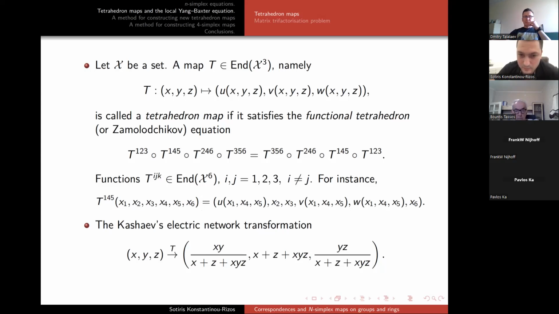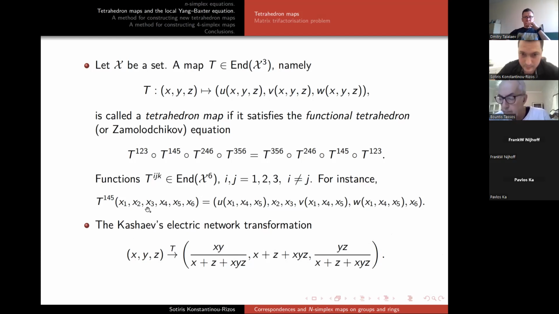Probably the most popular example is Kashaev's electric Nijhoff transformation, which looks like that. So x, y, z are transformed to these functions U, V, and W of x, y, and z. So it's a birational map, which means that it's rational, and the inverse is also rational.